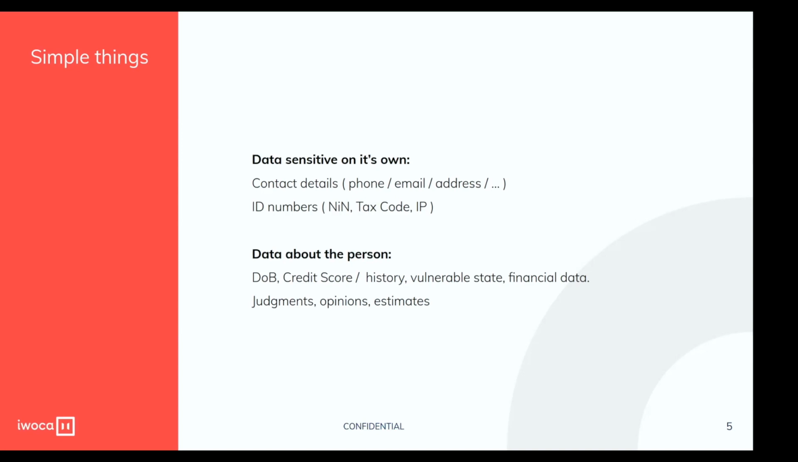Financial data, judgments, that's the same. Opinions about people, and estimates you are making about those people. So totally things that may not be true, but you are storing in relation to this person. Those last two may not have to be provided to a customer, usually shouldn't be provided to the customer if they make a data access request, but they should be protected under GDPR. So this is quite a bit broader than I thought before I started looking at the subject.